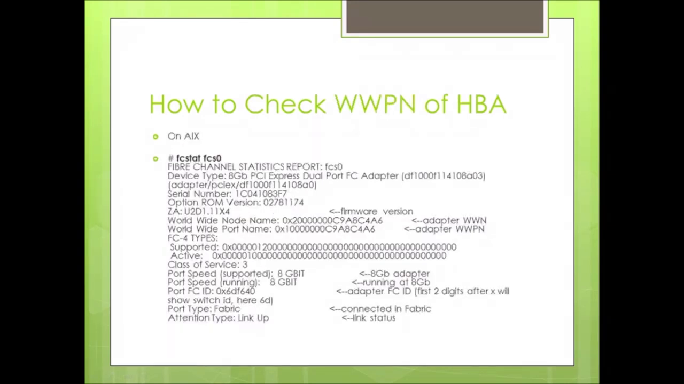Then if you have an AIX machine, on AIX the command is fcstat fcs0. In AIX, this is the logical name of the HBA card, fibre channel SCSI. If you have multiple ports, you just have to give the port number over here. In our case it is fcs0. After firing this, you can see the fibre channel statistics report. It is fcs0, an 8 Gbps supported port, and here we get the WWNN, starting with 20, and the WWPN port number starting with 10. This is also a 16-digit unique number.